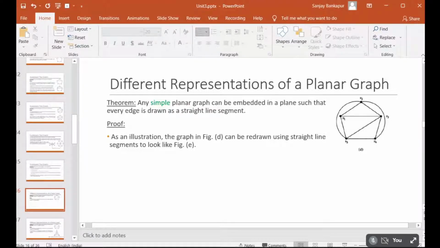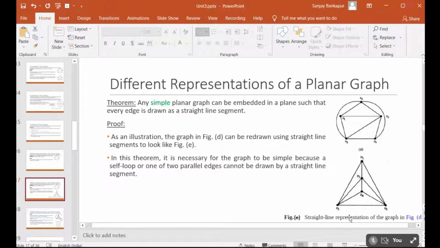Again, I will state the theorem. Any simple planar graph can be embedded in a plane such that every edge is drawn as a straight line segment. But however, I have shown in another way just now, which I try to visualize, that moving V1 and V3 vertices closer to each other will make everything a straight line. This is a straight line representation of graph figure D. So if we closely look, the number of vertices are the same, 5, and the number of edges 1, 2, 3, 4, 5, 6, 7, 8, and 9.